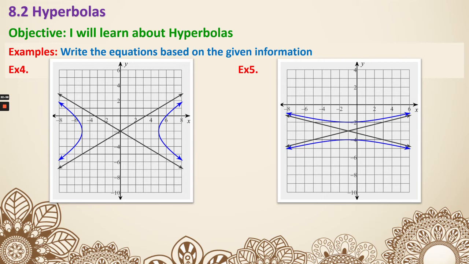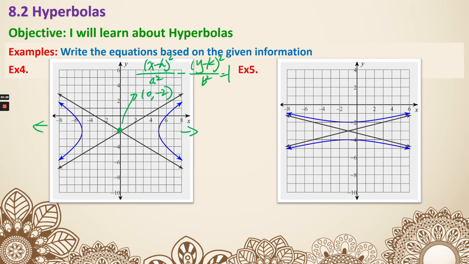For the first one, you can clearly see it is facing left and right. That means the general form would have to be x minus h squared over a squared, and y minus k squared over b squared equals 1. So you are always going to need to check the direction to know which standard equation you are using. So now I just need to find out my h and k first. That is at 0, -2. So that means my h is a 0, my k is a -2.